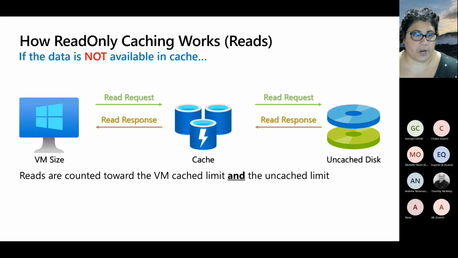Okay, so how this works. Our VM sends a read request, and if you have caching turned on, it's always going to go through the cache first. So it's going to hit the cache first, and then it'll pass the read request on to the uncached disk if the data is not available in the cache.